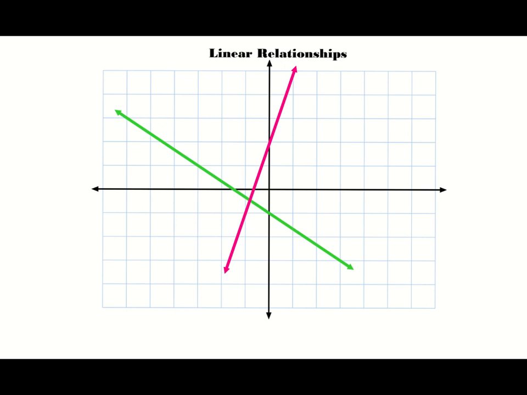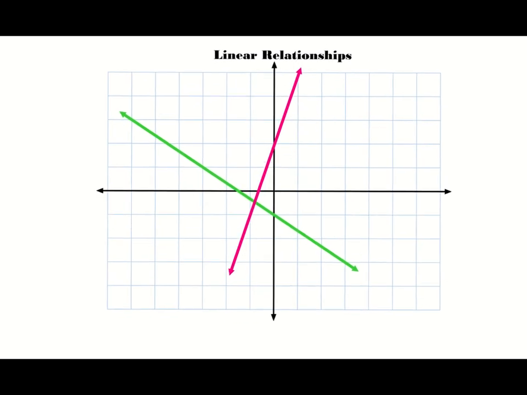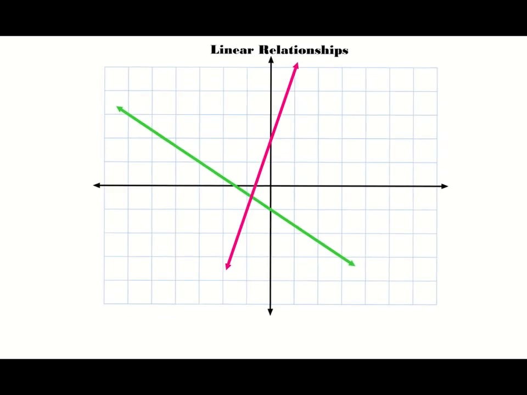So going the opposite direction, sometimes you'll have the graph and you need to figure out the equation. So we will need to know what is the slope and what is the y-intercept. I usually start with the y-intercept. I'm going to do the pink line first. So the y-intercept appears to be at 2. So I know that that's going to be my y-intercept, a positive 2.